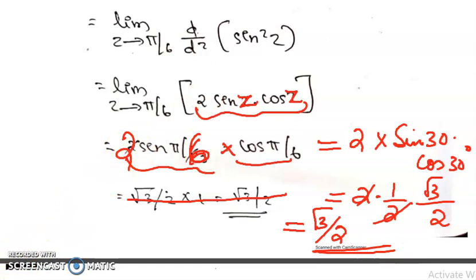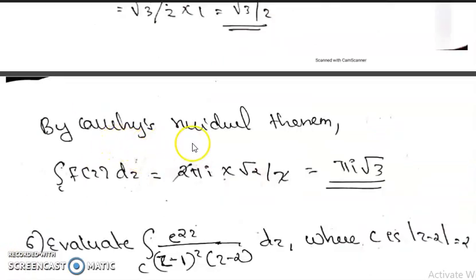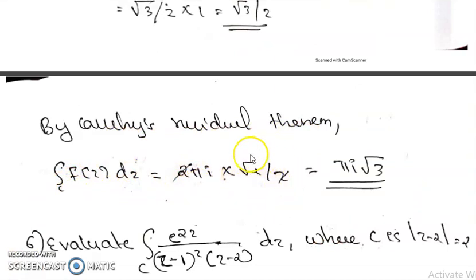Now by using Cauchy residue theorem, we know the integral value is 2πi times the sum of residues. We have only one residue value, that is √3/2. The 2 and 2 will be eliminated. So √3 πi, this is √3, not 2, because we have √3 here. √3 πi is the answer.